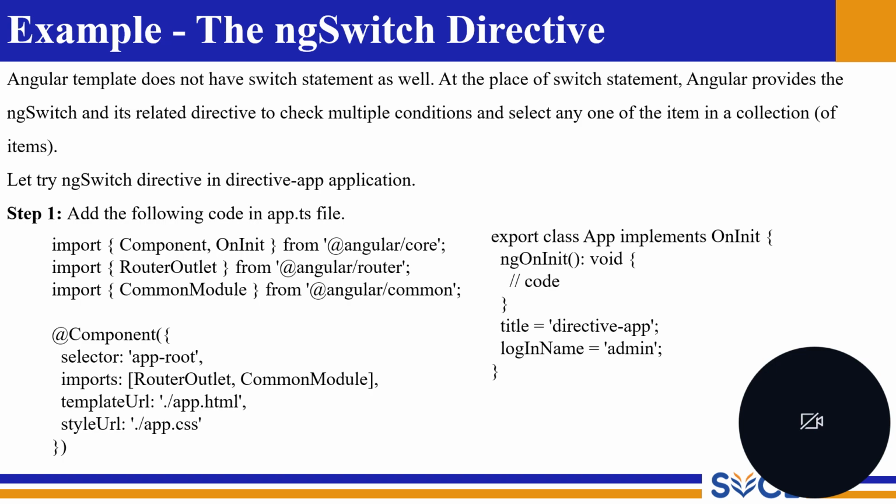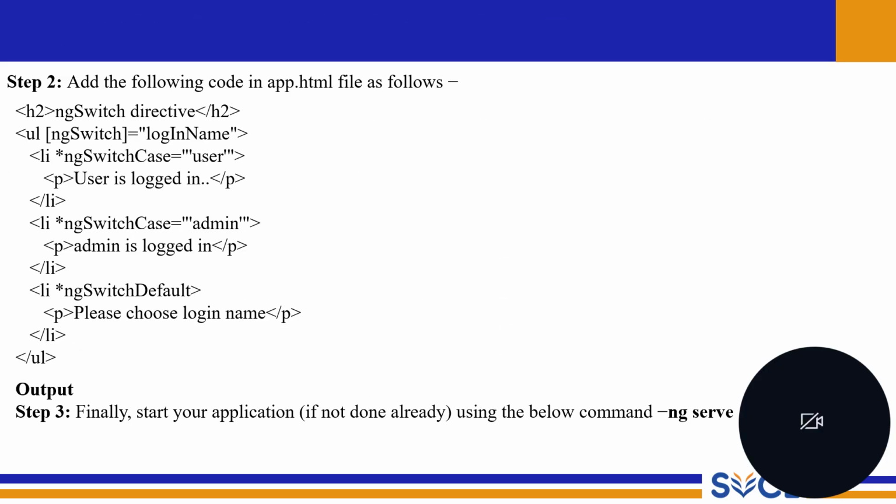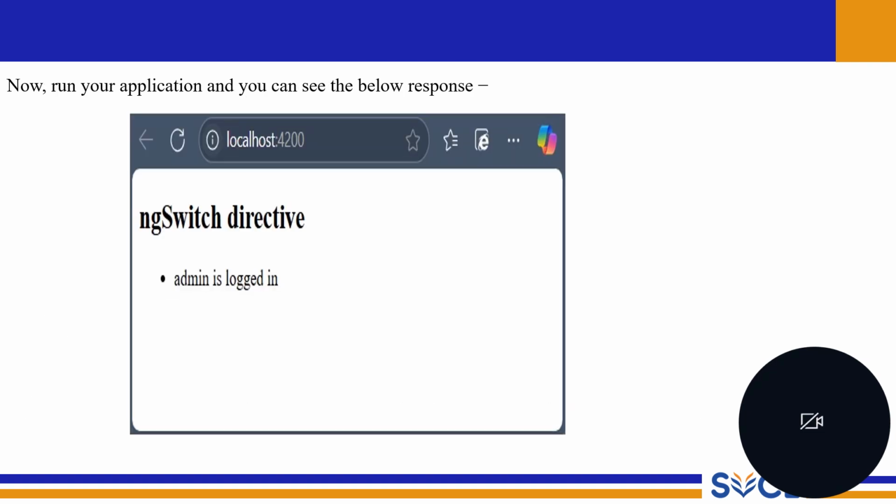The next one is the ngSwitch directive. Angular template does not have a switch statement as well. So in place of the switch statement, Angular provides ngSwitch and its related directives to check multiple conditions and select any one item in a collection of items. Step 1, you have to give the following code in the app.ts file. In step 2, you have to give the following code using the switch case. Finally, start your application using the ng serve command. You can get the output as the ngSwitch directive. Here you have to give the switch expression.